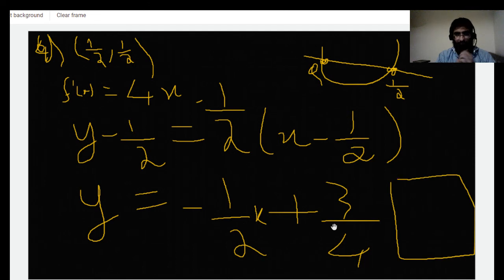Minus 3 by 4, and then y is equal to minus square, 9 by 8. Correct.